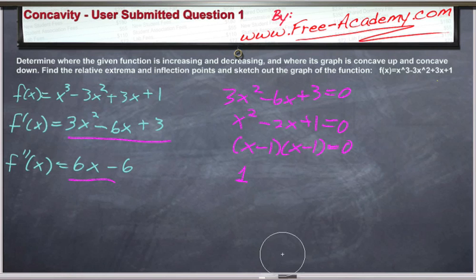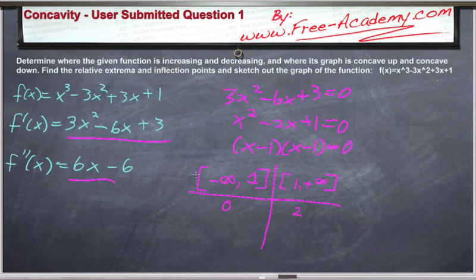The next step after you find the zeros in your equation is you need to find your intervals. So you set up a table: negative infinity to positive 1, and then from 1 to positive infinity. And then we're going to pick a dummy point in these intervals, say like 0 and positive 2.